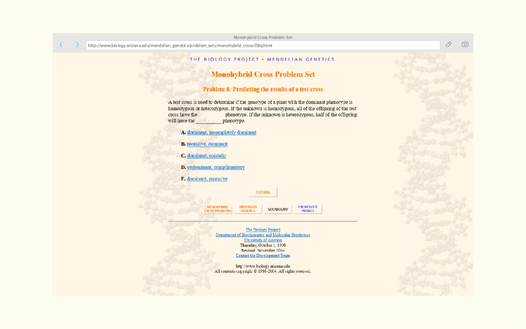Monohybrid cross problem: a test cross used to determine if the genotype of a plant with the dominant phenotype is homozygous or heterozygous. If the unknown is homozygous, all the offspring of the test cross should have the dominant phenotype. If the unknown was heterozygous, 50% will have the recessive characteristic and 50% will have the dominant one. So I have here recessive, so E is the correct answer.